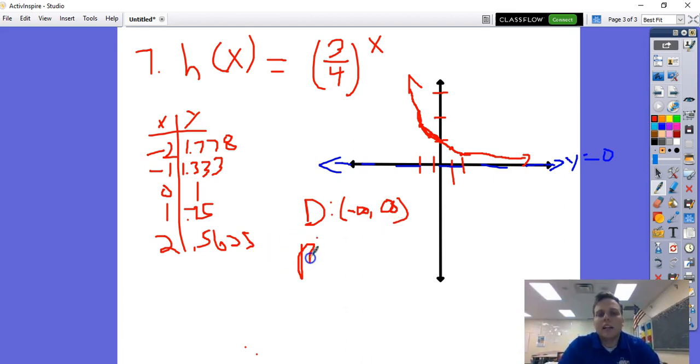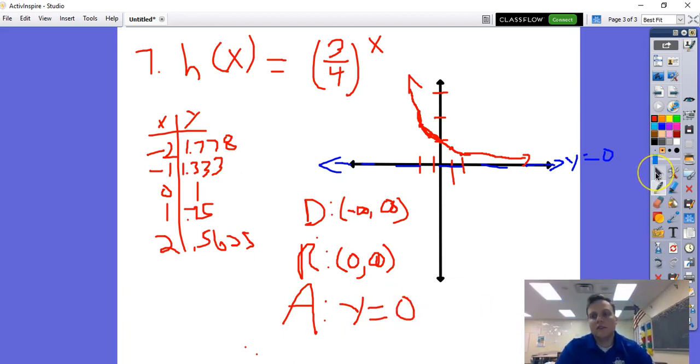Now it says the range. Remember, range is lowest y value to highest y value. So what's the lowest y value taking place here? Hopefully you're like, well, I guess 0 is the lowest y value, but I never touch 0. So we're going to say 0, but we're going to give it a parenthesis because I don't ever actually touch the 0. And then we're going to go up to infinity. So there's our range. Last but not least is our asymptote, which is just y equals 0.